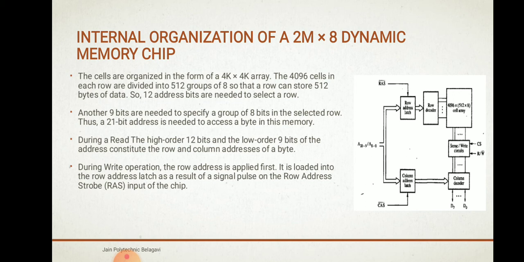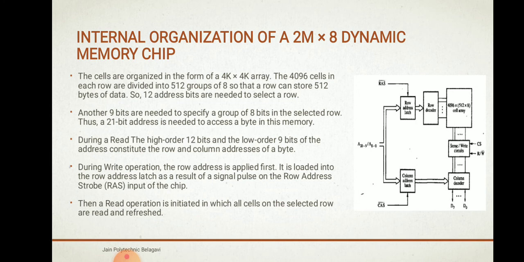Now during a write operation, the row address is first applied, that is the row address of the cell. As you can see here, there is a row address latch. It is applied first. It is loaded into the row address latch as a result of a signal pulse. So once it gets a signal pulse on the row address strobe input of the chip, the address is first loaded into the row address latch. Then a read operation is initiated in which all cells on the selected row are read and refreshed.